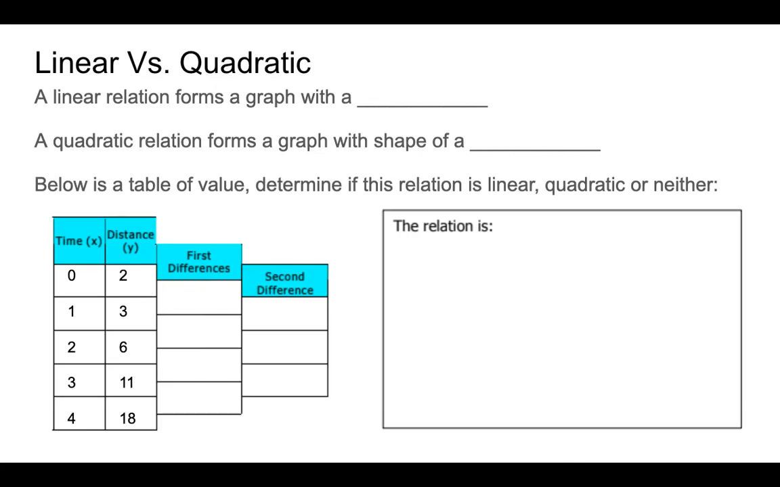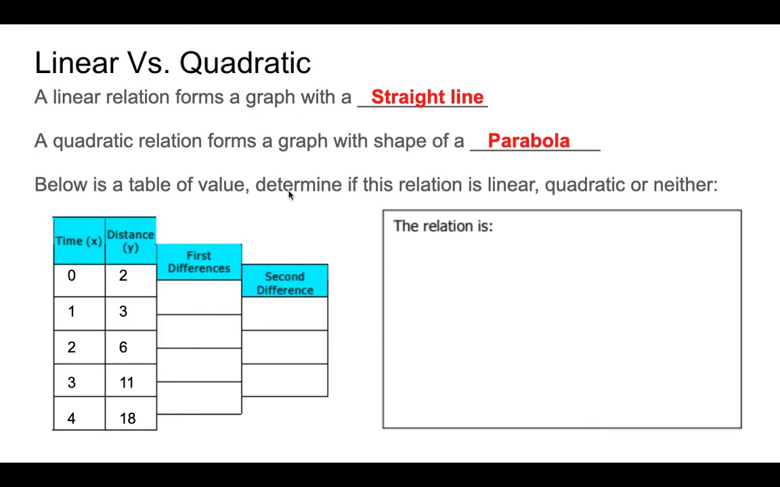So first we talked about the difference between linear and quadratic relationships. A linear relation forms a graph with a straight line. And we spent lots of time in this course working with linear relations. Just remember linear has the word line in it, and so it has a straight line. A quadratic relation forms a graph that has the shape of a parabola. So that's one way you can tell the difference between linear and quadratic, by looking at the graph.